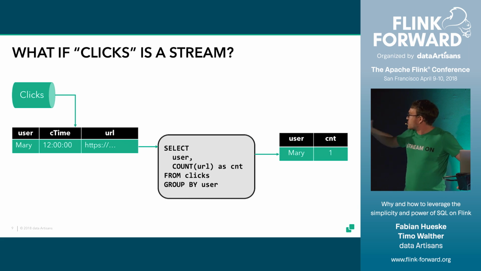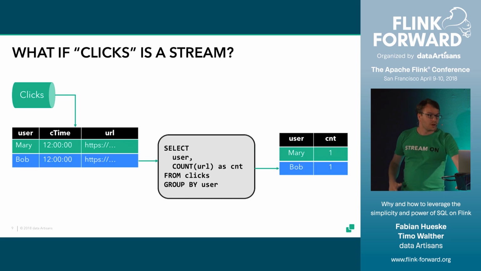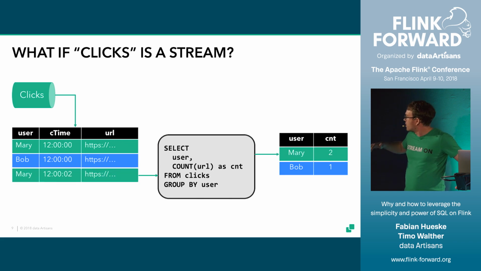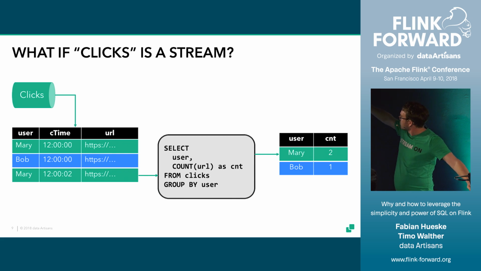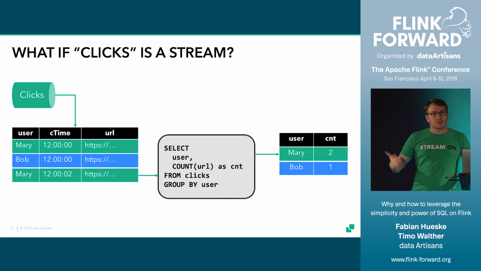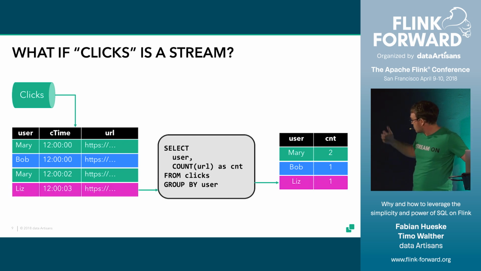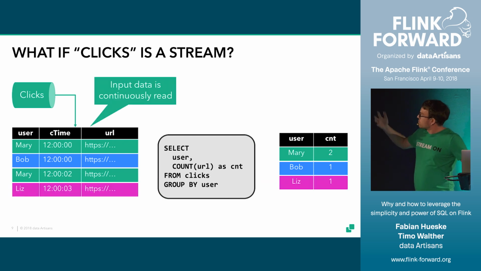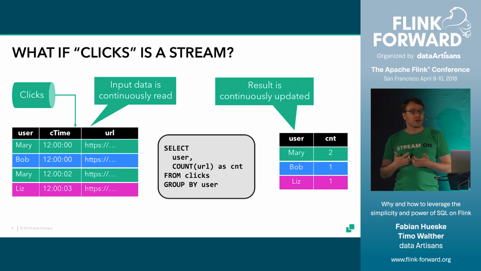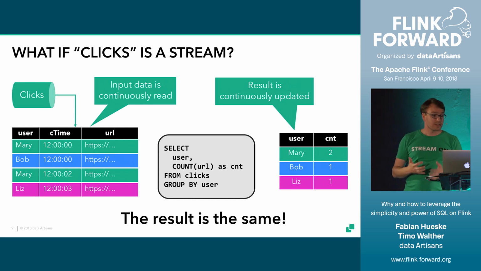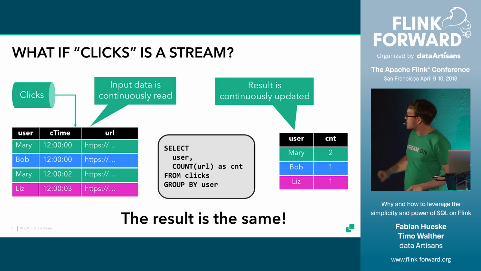So if we would stop here, this would be the result. We get the next row for Bob, again count 1. We get another row for Mary, and now you might have seen that we're updating the count here for Mary. So as the query continues, as we get more data, we also need to update previously emitted results. And this is how we then go on. We ingest the data over time, continuously reading the stream, and we also have to update the result continuously. But the result, in the end, is the same as with the batch query.